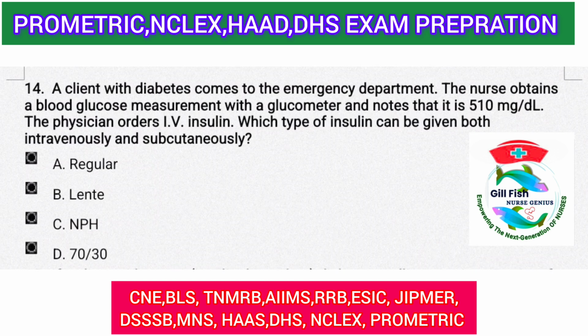Next question 14. A client with diabetes comes to the emergency department. The nurse obtains a blood glucose measurement with the glucometer and notes that it is 510 mg per deciliter. The physician ordered IV insulin. Which type of insulin can be given both intravenously and subcutaneously? Option A regular, option B Lantus, option C NPH, option D 70/30. What is the correct answer? Yes, regular insulin, because only regular insulin can be given both IV and subcutaneously. Other insulins we cannot do that.